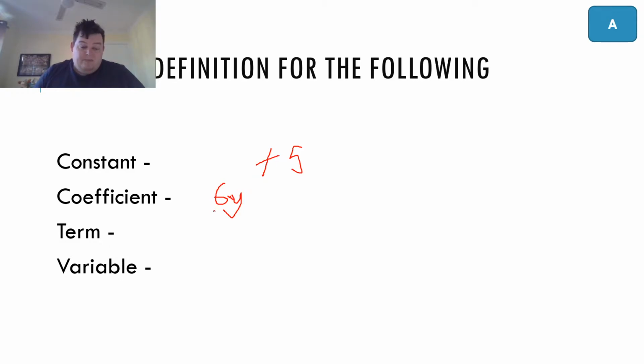A term is anything that is separated by a plus or a minus. So it might be 6y minus 5. These are two separate terms because there is a minus separating them. Multiplication and divide do not count. And lastly, what is a variable? A variable is a letter, and it's a placeholder. It essentially says we don't know what this number is just yet, so we've put this letter in just in case.